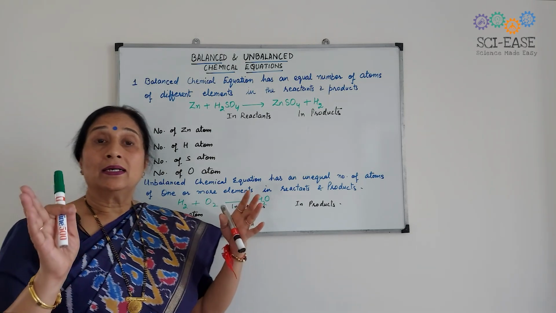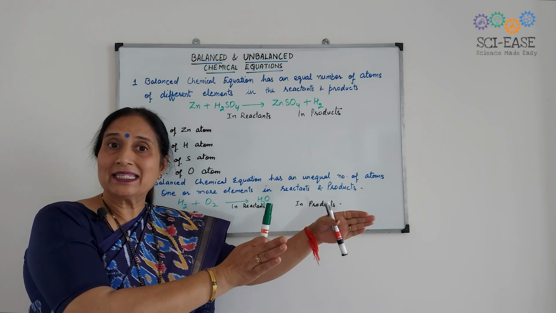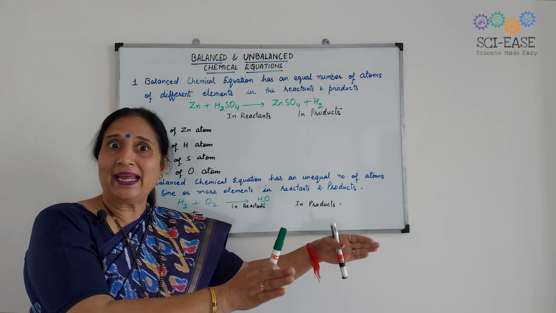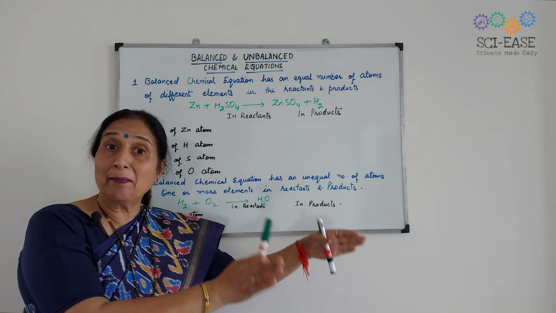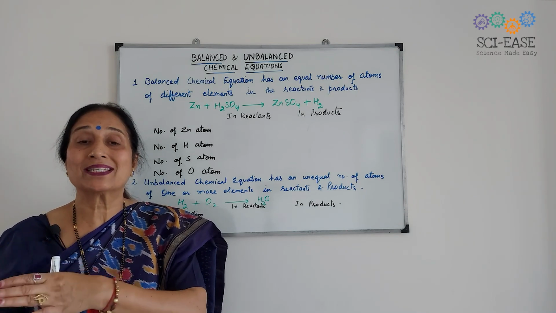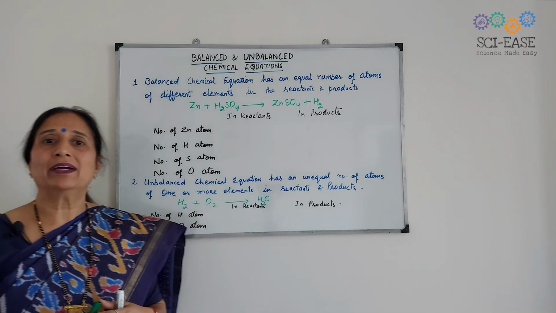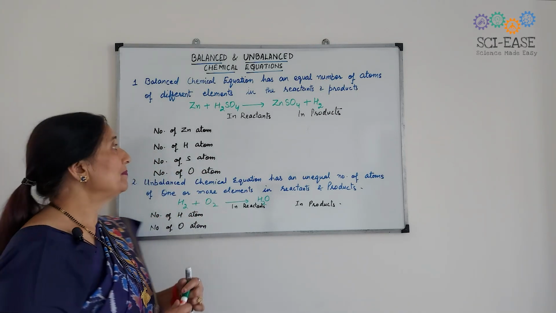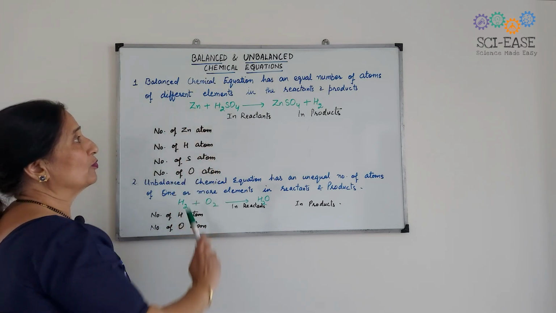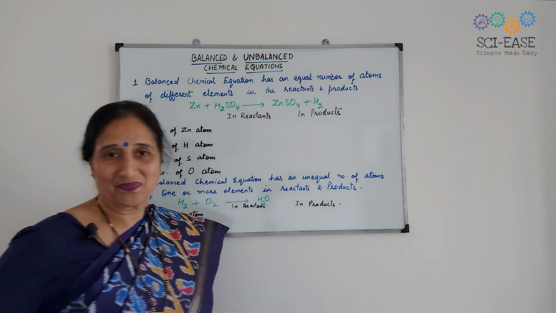Okay? It means the number of all the elements present on the left hand side is equal to the number of all the elements present on the right hand side. The things will become more clear when I take an example. Zinc, Zn plus H2SO4 forming ZnSO4 plus H2.